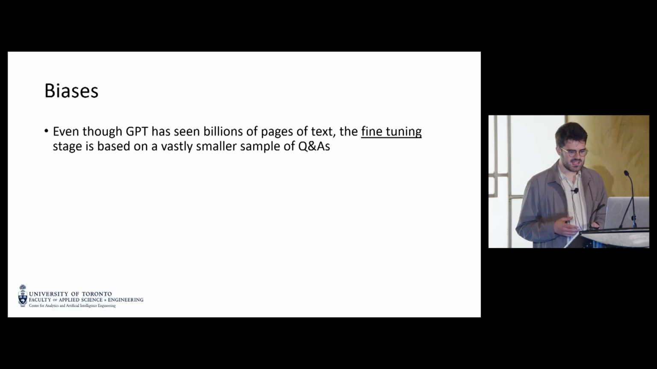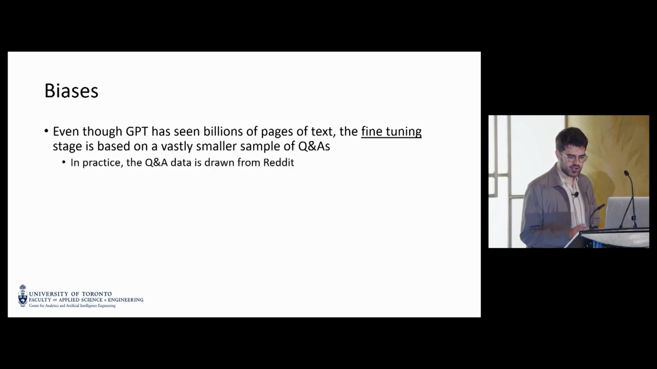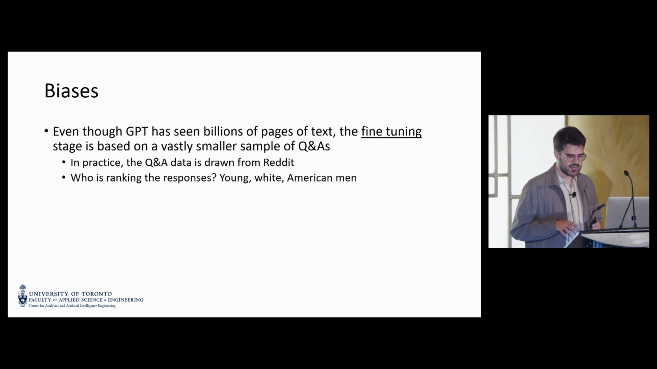So even though the GPT model that we start with in this process has seen billions of pages of text, the fine-tuning stage is based on a much smaller sample of these question-answer pairs. This means that each question and answer has a vastly outsized influence on the performance and behavior of the model. In practice, the first paper where OpenAI proposed this approach describes using a dataset that's drawn from Reddit. So there are significant biases stemming from the people who are producing the questions and answers that are used to train the model. In addition, that paper records the demographics of the people who are ranking the responses in the stage that was used to train the reward model.